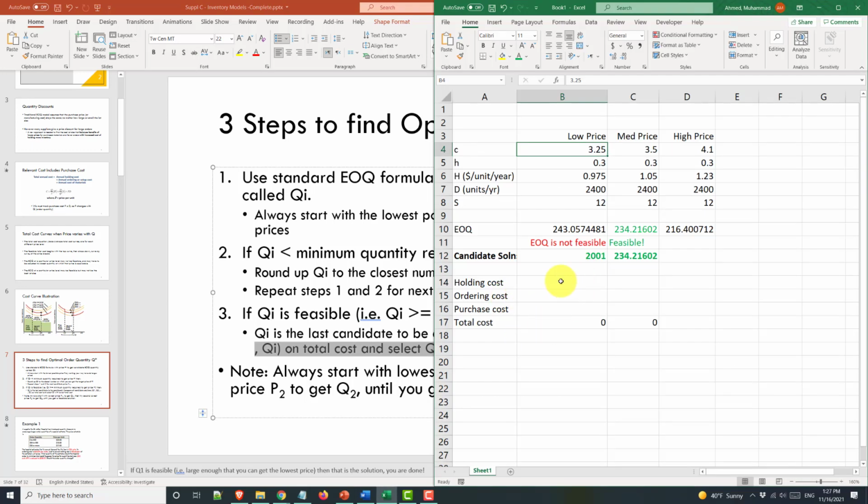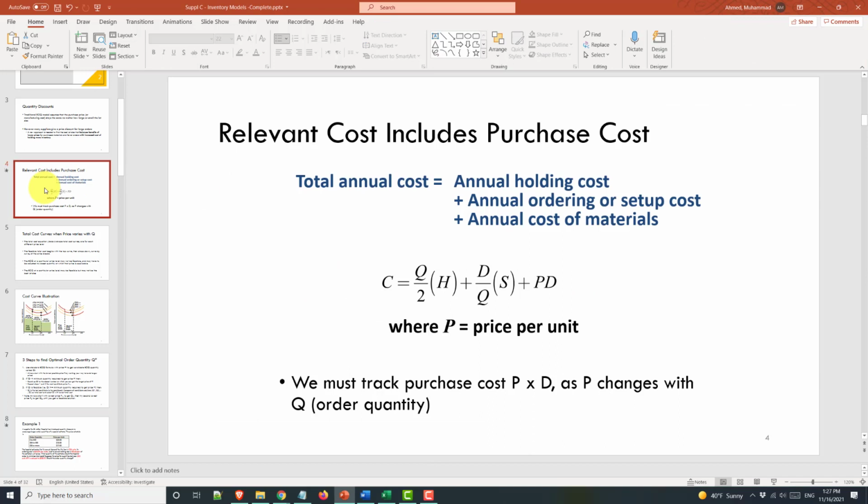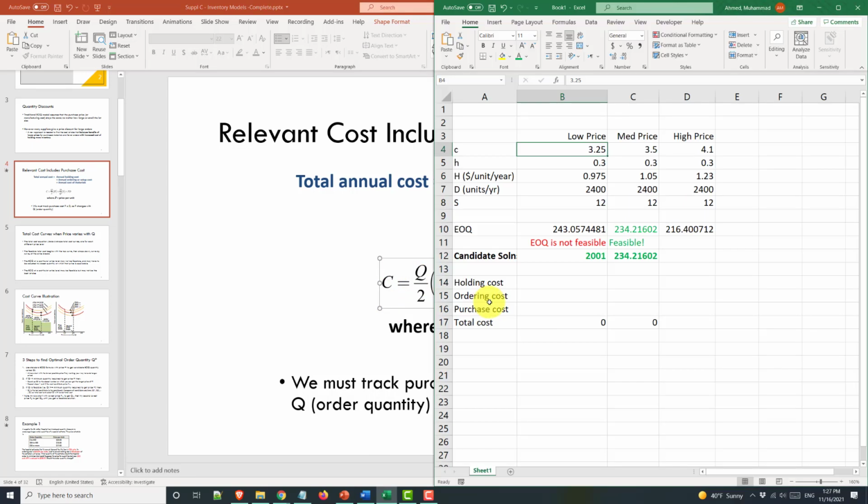Okay, so how do we get this cost stuff? Well, this is the cost formula. The first part of the cost formula, Q over 2 times H, is your holding cost. The second term is your ordering cost. The third term is your purchase cost or procurement cost. And you add the three up to get C, which is your total cost. So holding cost is just Q over 2, where Q is the EOQ. You take the EOQ quantity, divide it by 2, and multiply it by the relevant H, the holding cost in dollars per unit per year. And don't multiply by the small h, you have to multiply by the capital H.